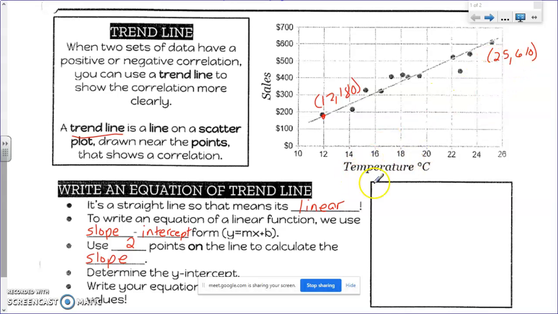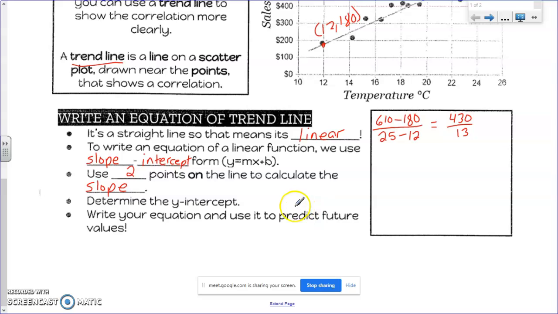So we can use the slope formula to find the slope. Remember, it's the difference of the y's, 610 minus 180, over 25 minus 12. That's going to give me 430 over 13. Everybody good there? What is 430 divided by 13? In our calculator, you would get approximately 33. We don't want to round till the end, but that is approximately 33, and we're just going to use that as our slope at the end.